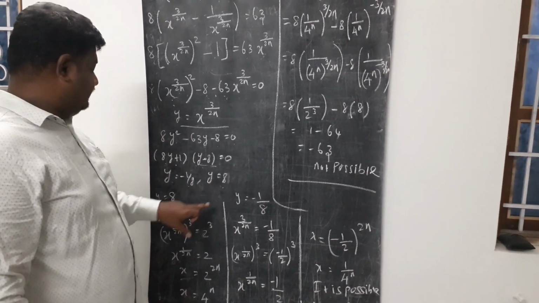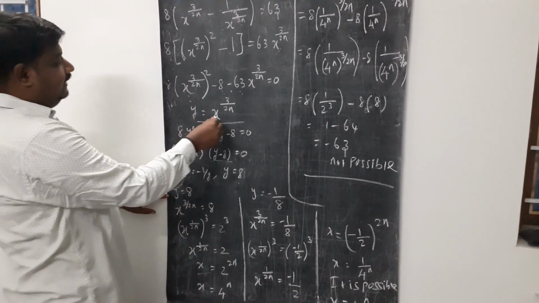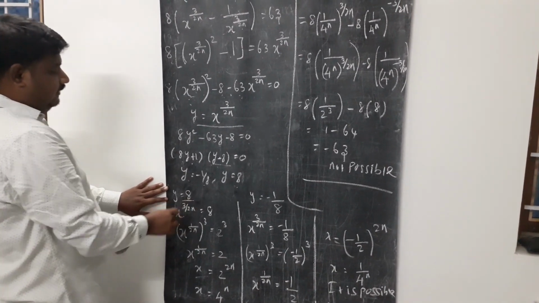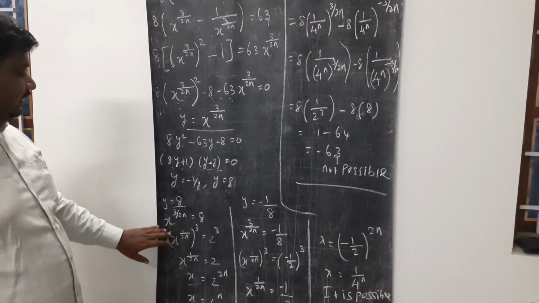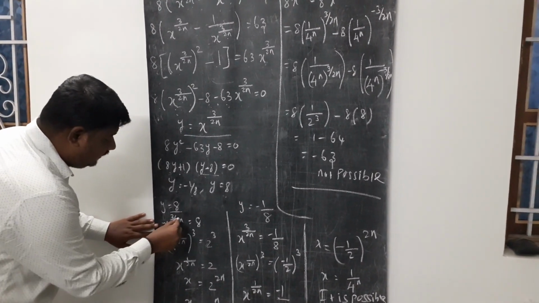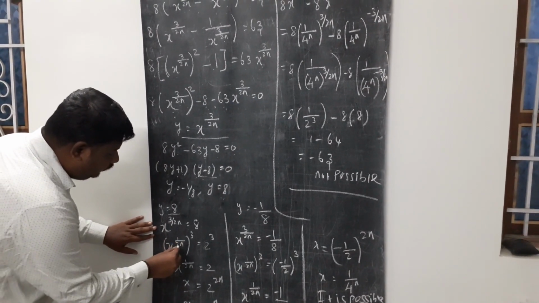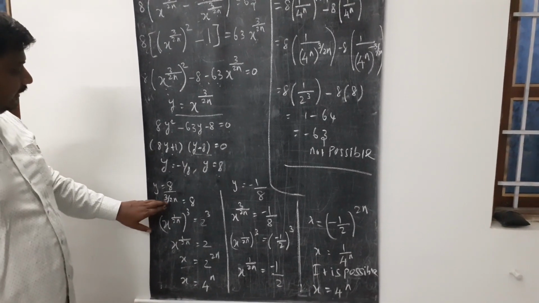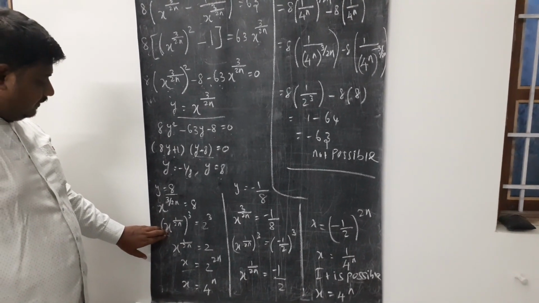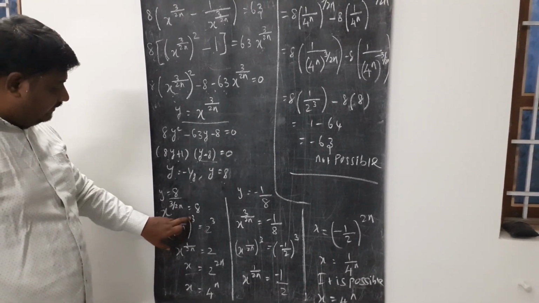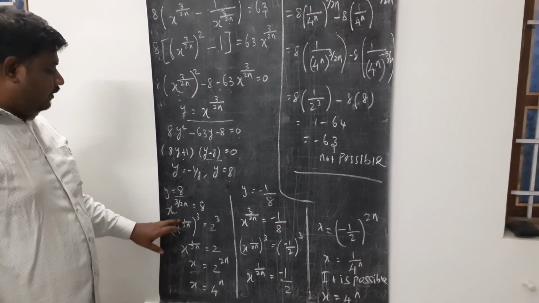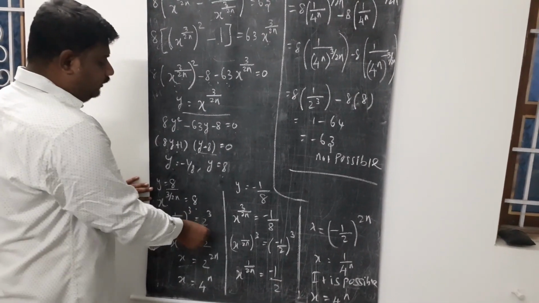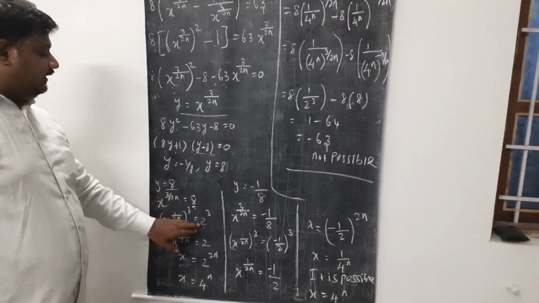First I am substituting y is equal to 8. So y is equal to 8 means x^(3/2n) is equal to 8. You can write x^(3/2n) as (x^(1/2n)) the whole cube, because the 3 comes from 3 by 2n. So I will write (x^(1/2n)) the whole power 3 is equal to 8, and I will write 8 as 2 cube.